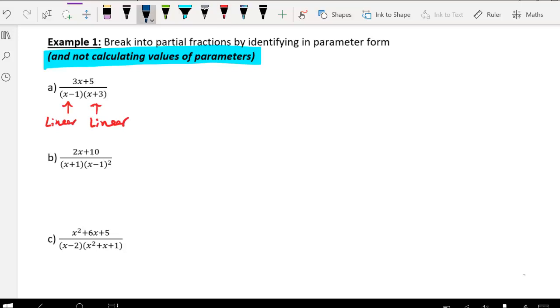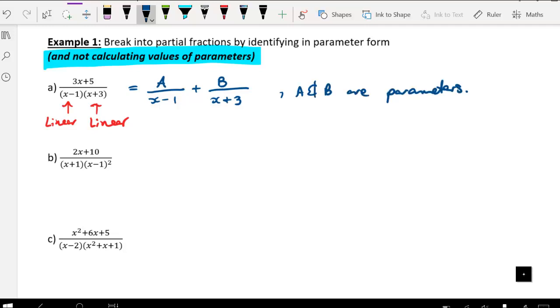With the linear factors, we want to break them up with a single parameter on top. So the two factors are x take 1 and x plus 2. So we'll separate them, and it needs to be a over x take 1 and b over x plus 3. Now when we continue these later on, we'll work out the values of a and b. A and b are parameters, and those parameters we can calculate the values.